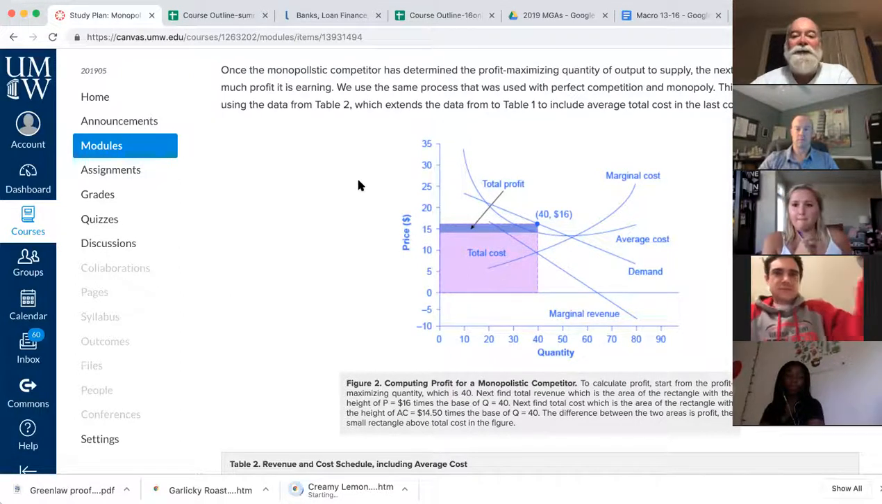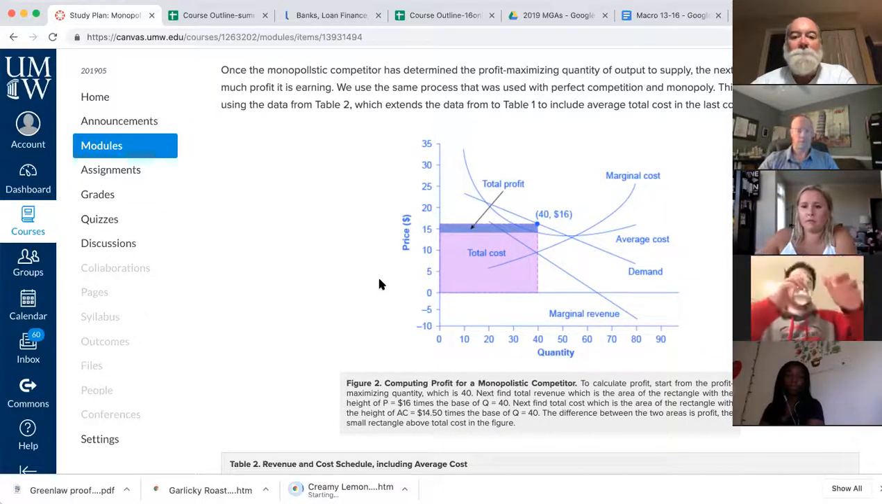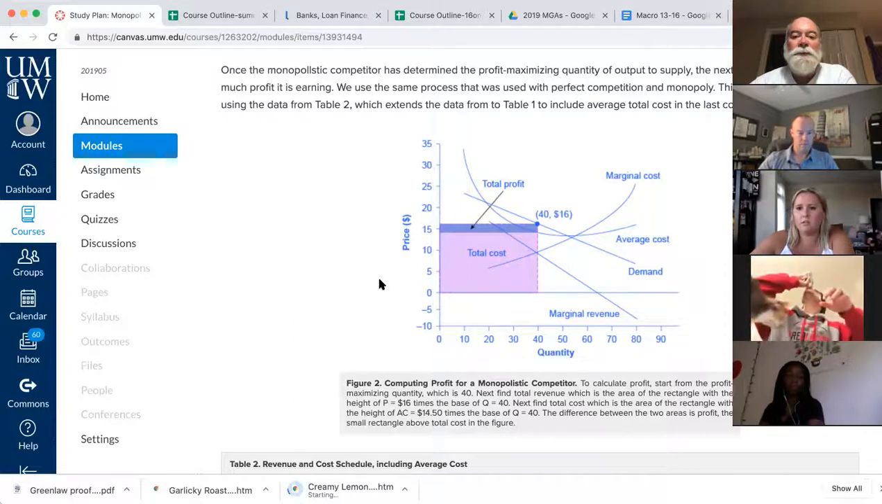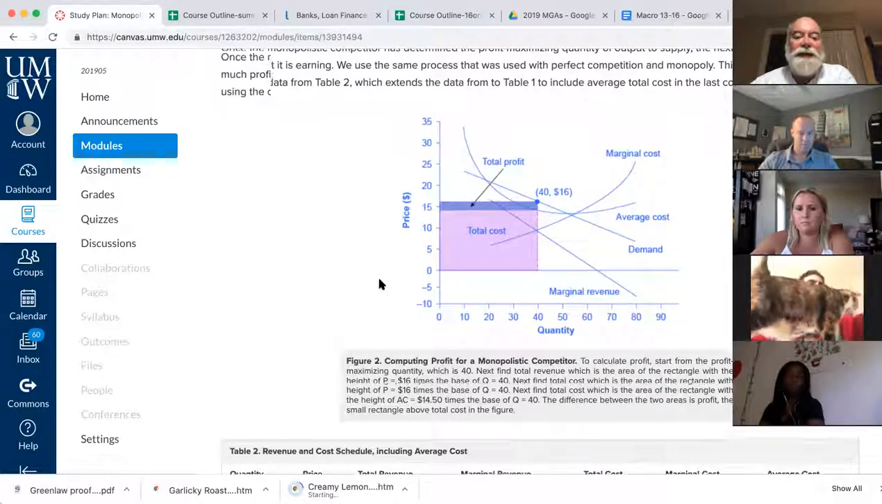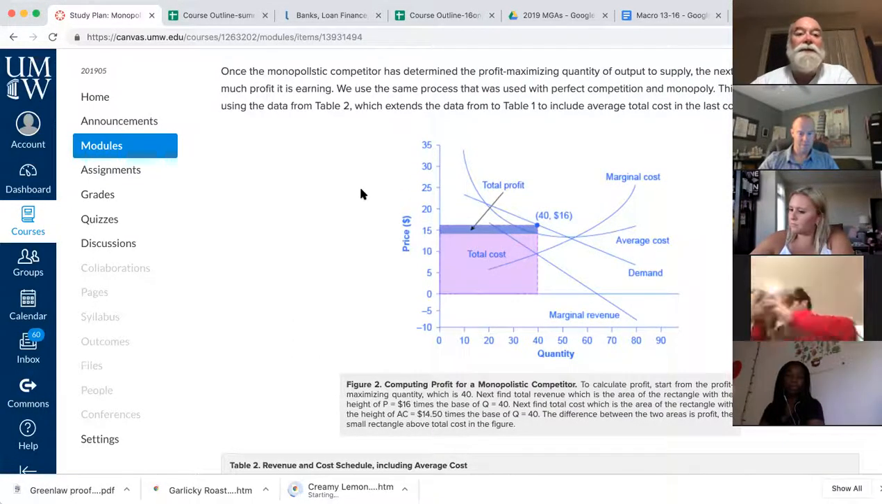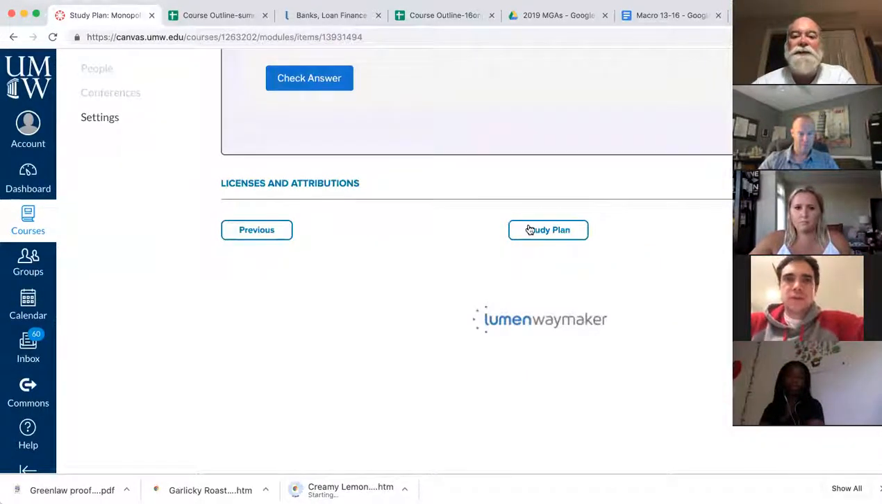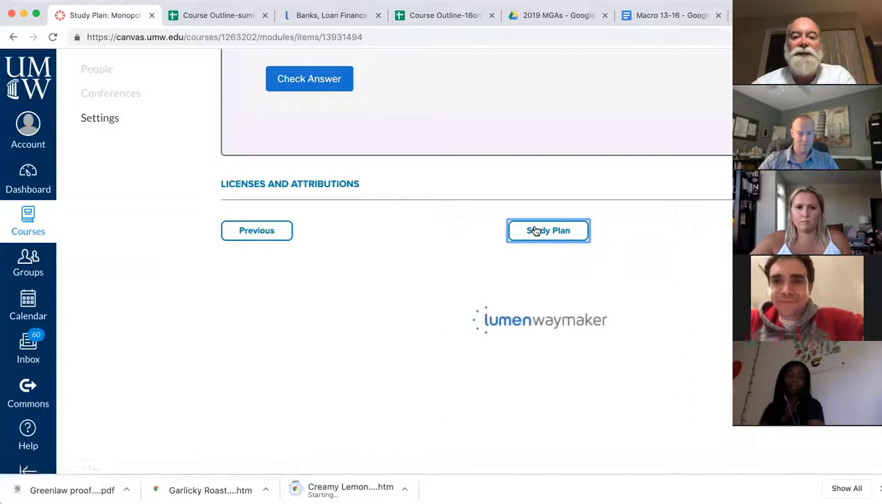Now, where were we? Yes, one more thing. Okay, so the entry-exit question, we can look at that in terms of the graphs again. I think it's on a different graph. Let's jump back to the study plan here.